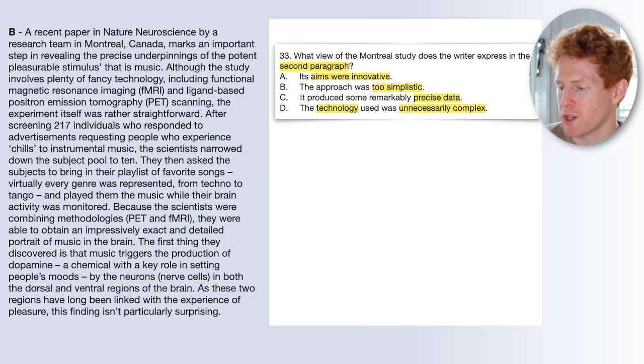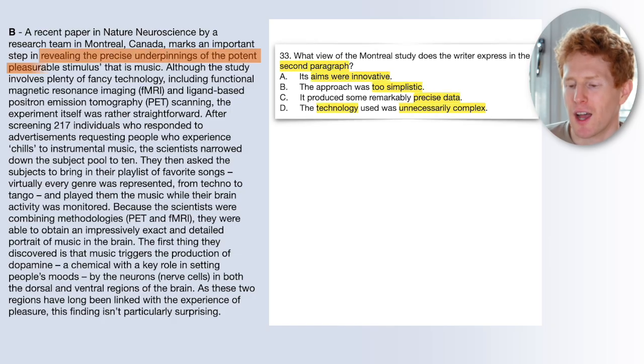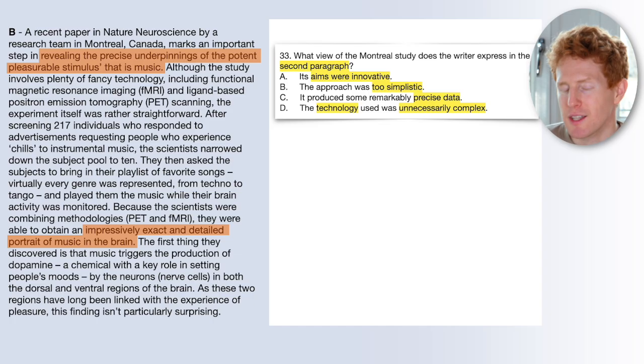Okay, so what's the correct answer? A, B, C, or D? What do you think? If you haven't chosen, remember to pause the video and choose before we continue. Okay, I think the answer is in this section here that I've just highlighted. However, this was a tricky one. The answer is C. It produced some remarkably precise data.